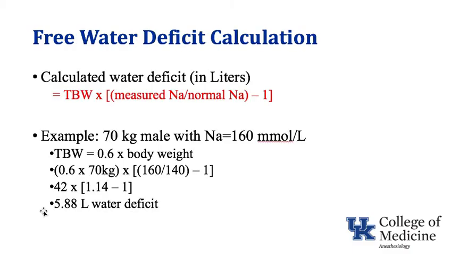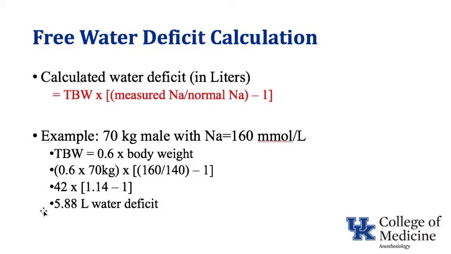The free water deficit can be calculated using the formula described here, such that the total body water is multiplied by the measured sodium concentration divided by the normal sodium concentration, minus 1. So as an example, for a 70 kilogram male with a sodium concentration of 160, the total body water is 0.6 times the body weight, so 0.6 times 70, and that's multiplied by the 160, which is the measured sodium concentration, divided by 140, which is a normal concentration, minus 1.